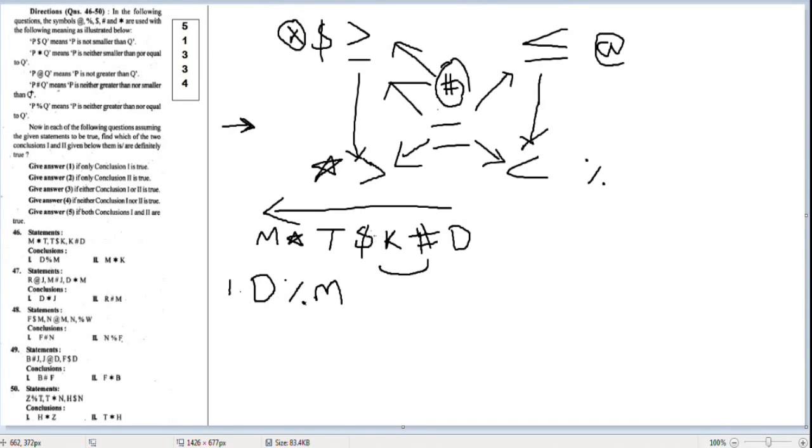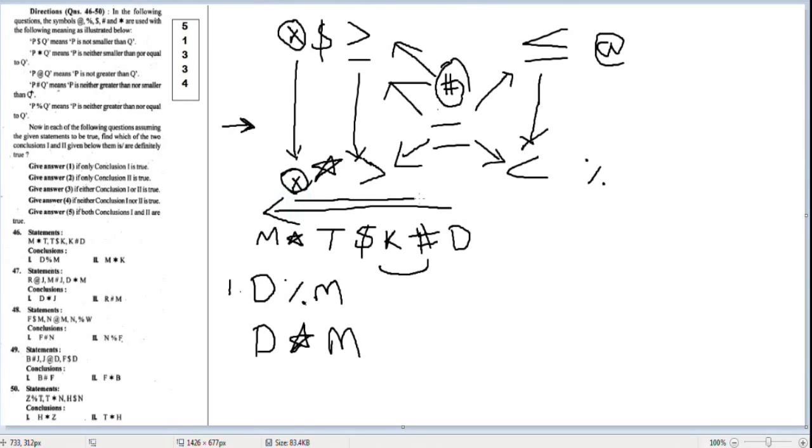Now the next thing will be from dollar to star. Dollar is here and star is here, so I'm going to move from dollar to star. Since it is in the same direction, I can reach this point. So my answer should be D star M, that means the end point will be your symbol between the two alphabets.